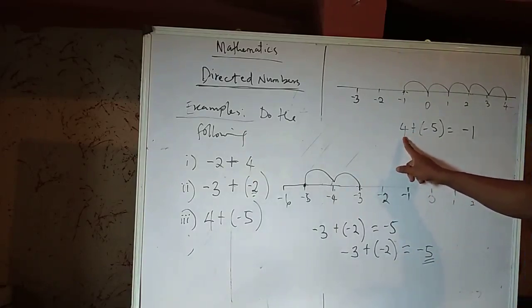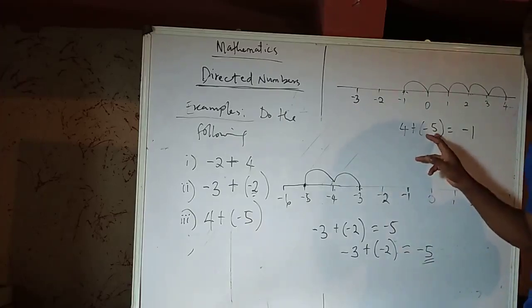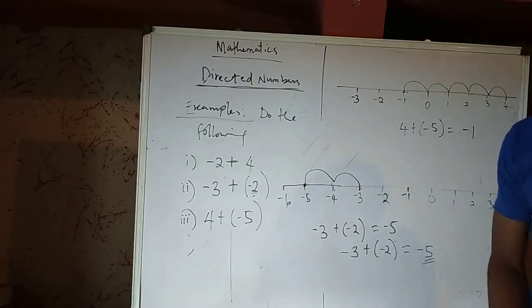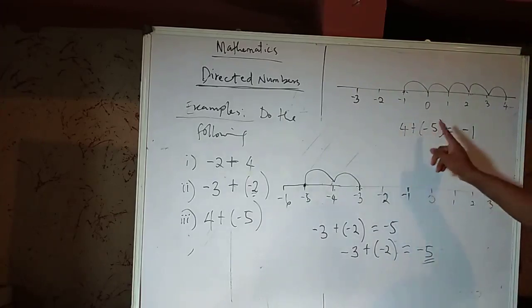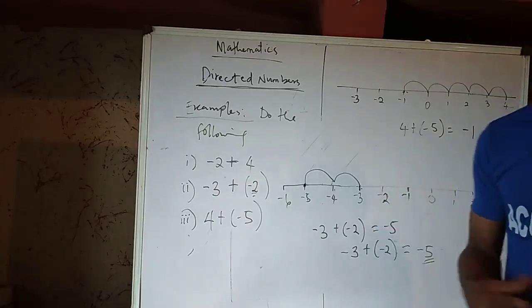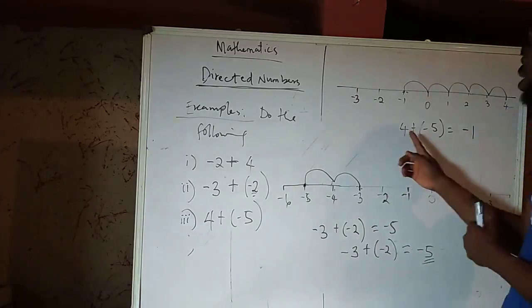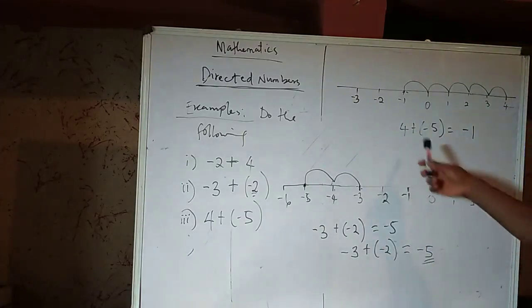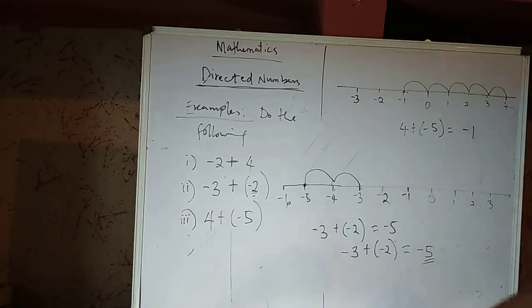4 is what you have. 4 oranges, and then you're owing 5 oranges, because negative means what you owe. Now I'm using 4 oranges and 5 oranges because you cannot be adding or subtracting two unlike things. I cannot be subtracting apple from orange, right? That is just by the way. So you have 4 oranges and then you're owing 5 oranges.